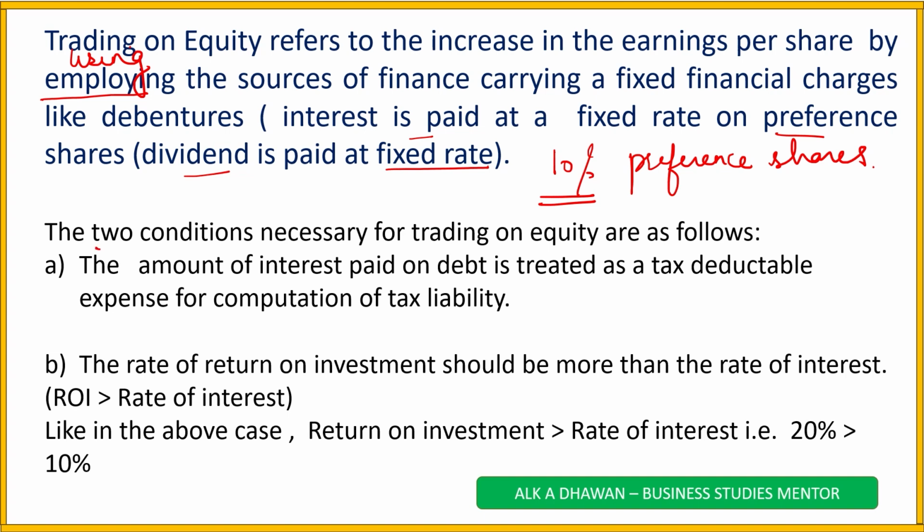So there are two conditions also that you need to be learning. First is the amount of interest paid should be treated as a tax deductible expense for computation of tax liability. And secondly, the rate of return on investment should be greater than the rate of interest. So here the return on investment was 20% and the rate of interest was 10%. I'm sure this condition is clear to everybody. I'll just take up the example again to explain this particular point.